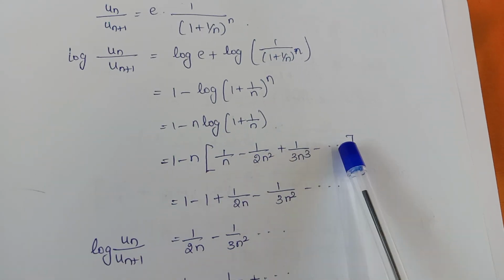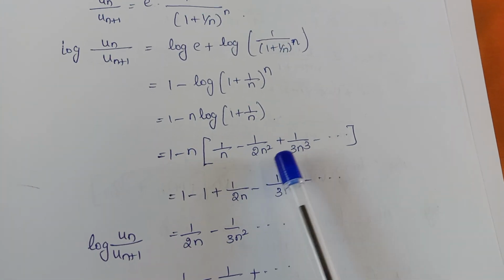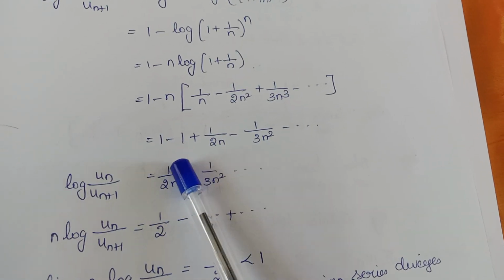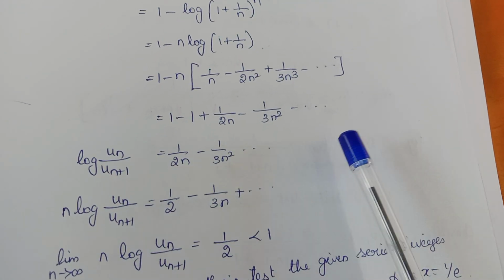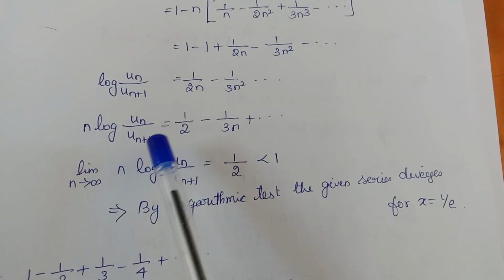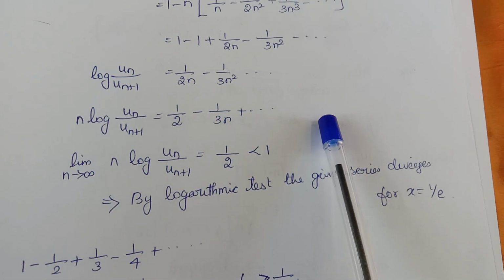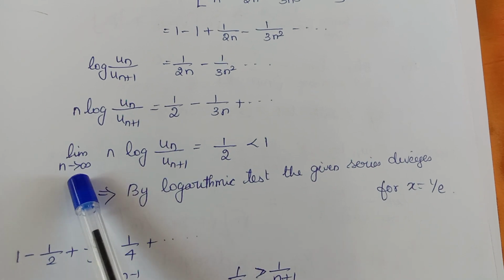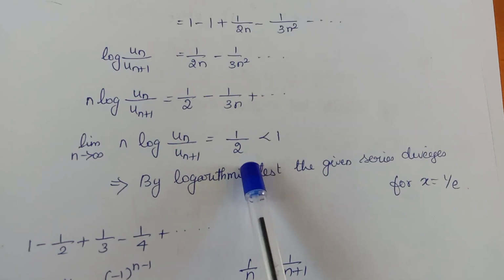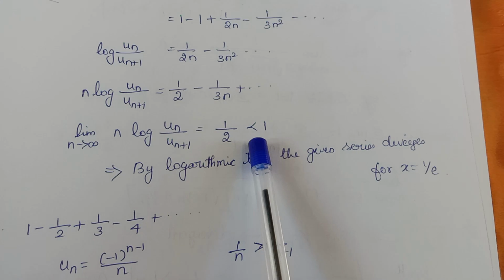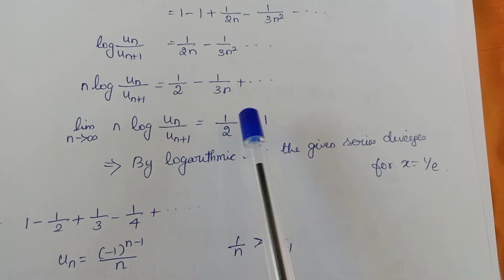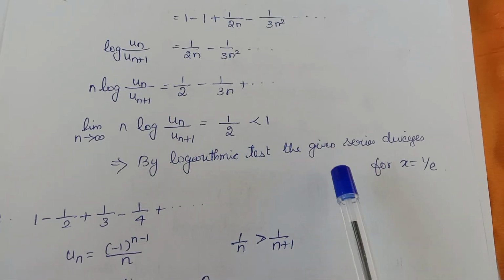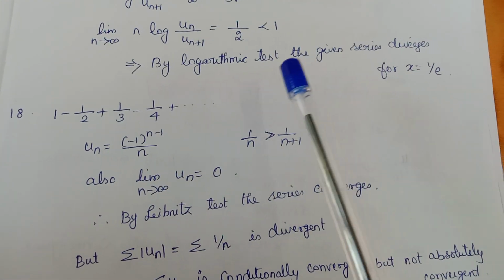So you apply the logarithmic expansion, 1 by n minus 1 by 2n square plus 1 by 3n cube minus etc. So now you simplify. So what you get? 1 by 2n minus 1 by 3n square etc. Now n into log of un by un plus 1 is simply 1 by 2 minus 1 by 3n plus etc. By the logarithmic test, as limit n tends to infinity, this value is equal to 1 by 2, which is less than 1, no? So this is divergent. For greater than 1, it will be convergent. Since this is less than 1, it is a divergent one. So for x equal to 1 by e, the series is divergent.